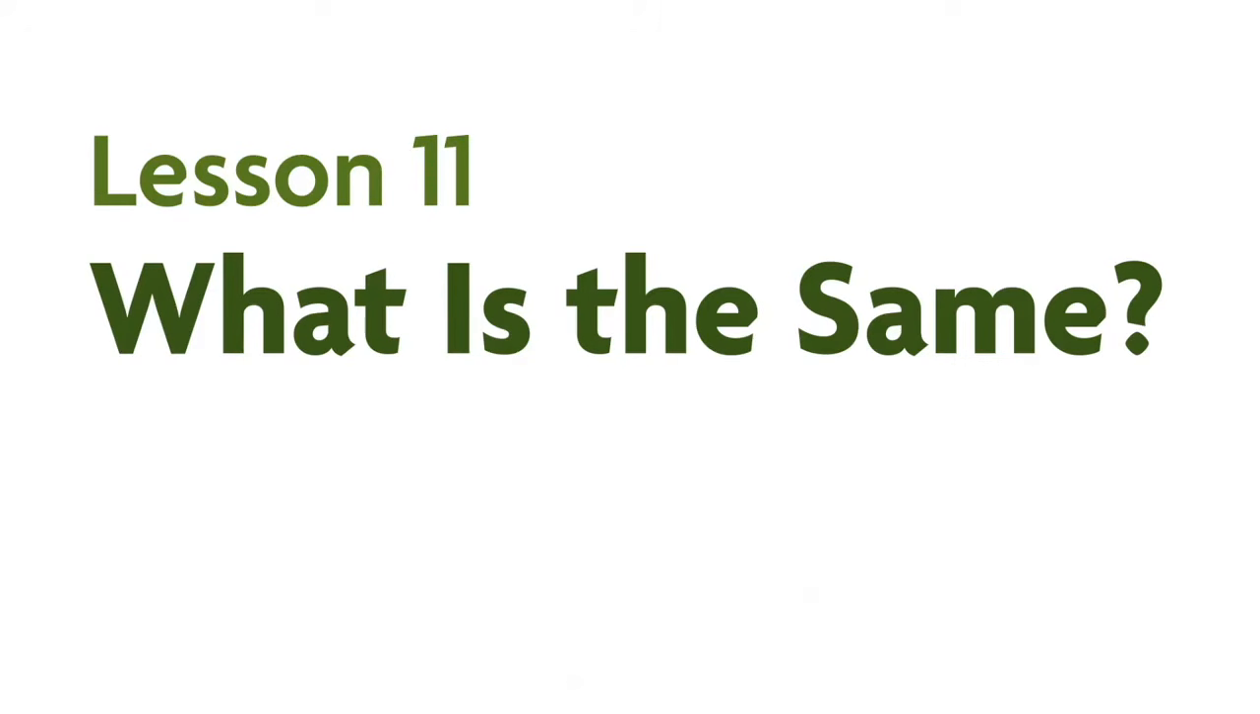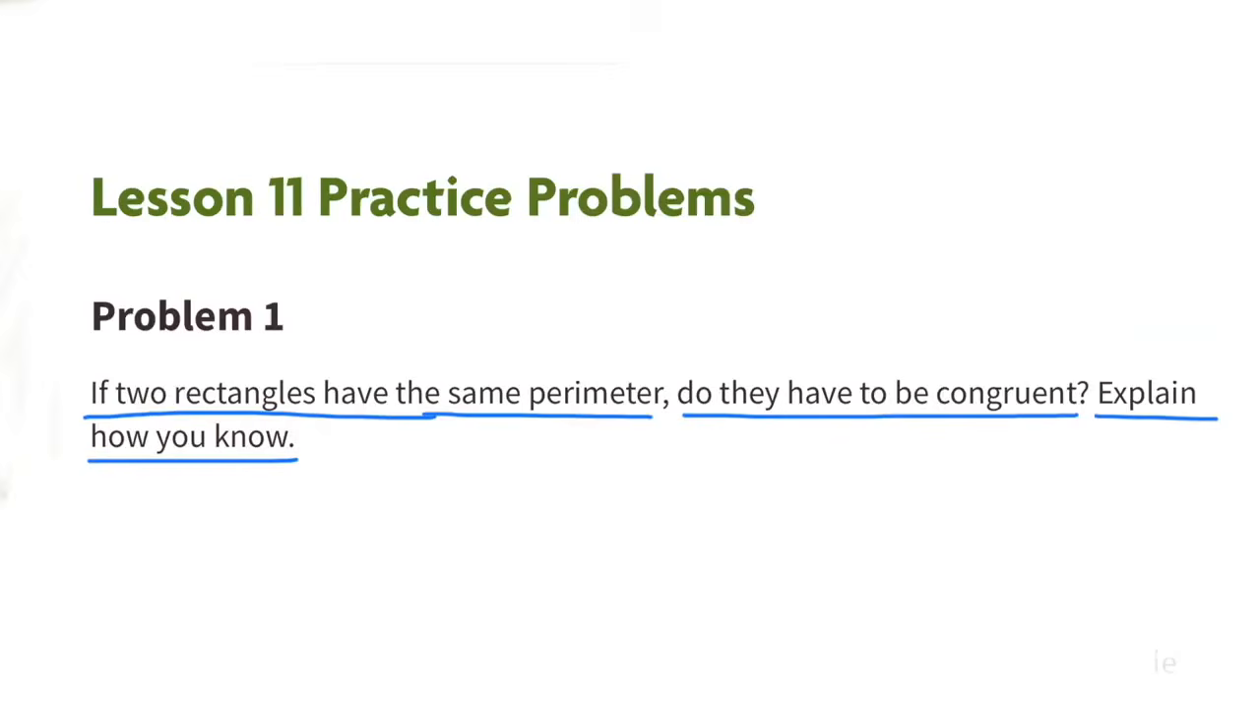8th grade, Unit 1, Lesson 11. What is the same? Number 1. If 2 rectangles have the same perimeter, do they have to be congruent? Explain how you know.